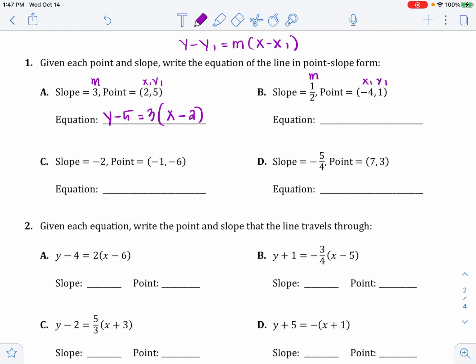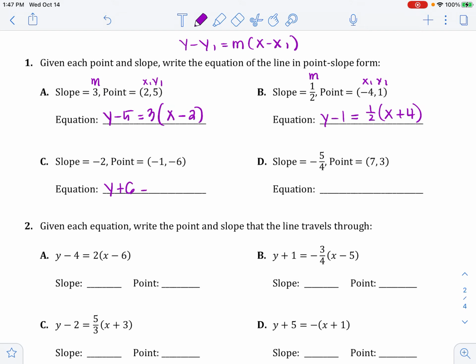This is x1, y1, and this is m. So I'm going to do y minus y1, which is 1, equals m, which is a half, parentheses, x minus x1, which is -4, so that's a double negative, so I'm going to change it to positive. Go ahead and pause the video and try C and D on your own.